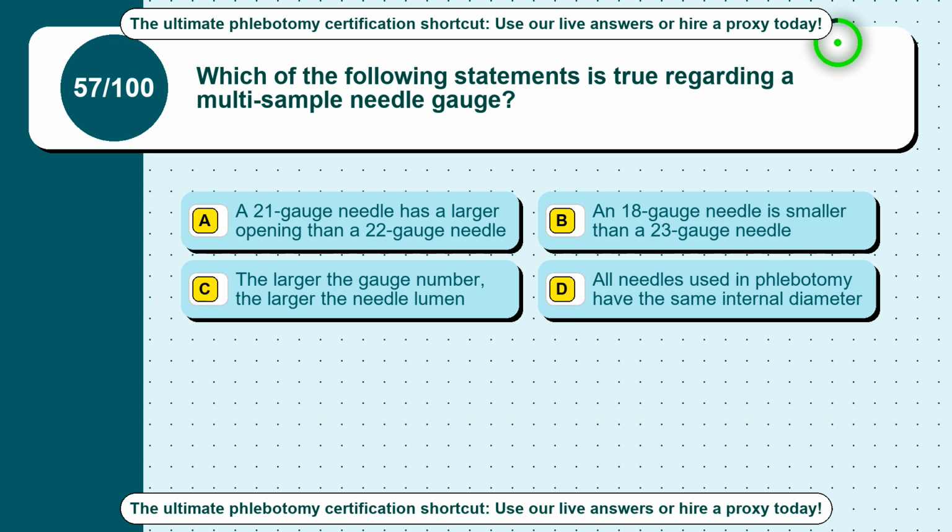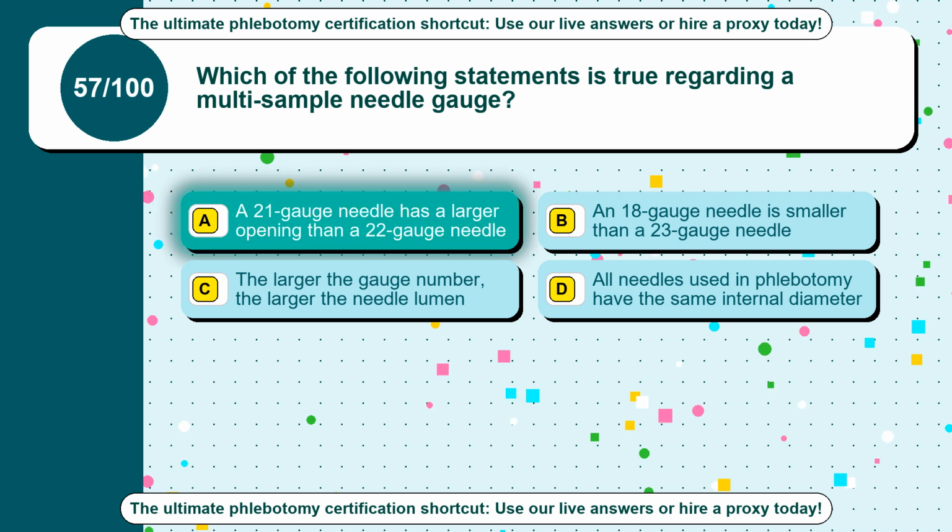Question 57. Which of the following statements is true regarding a multisample needle gauge? Option A. A 21-gauge needle has a larger opening than a 22-gauge needle. Option B. An 18-gauge needle is smaller than a 23-gauge needle. Option C. The larger the gauge number, the larger the needle lumen. Option D. All needles used in phlebotomy have the same internal diameter. The correct answer is option A.